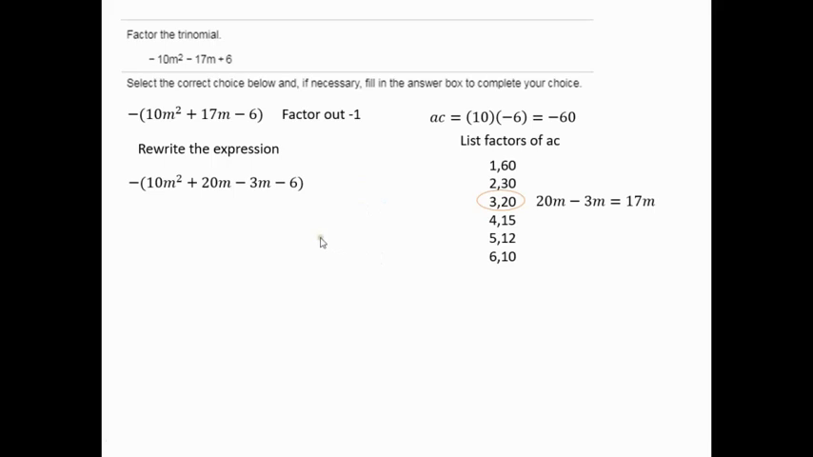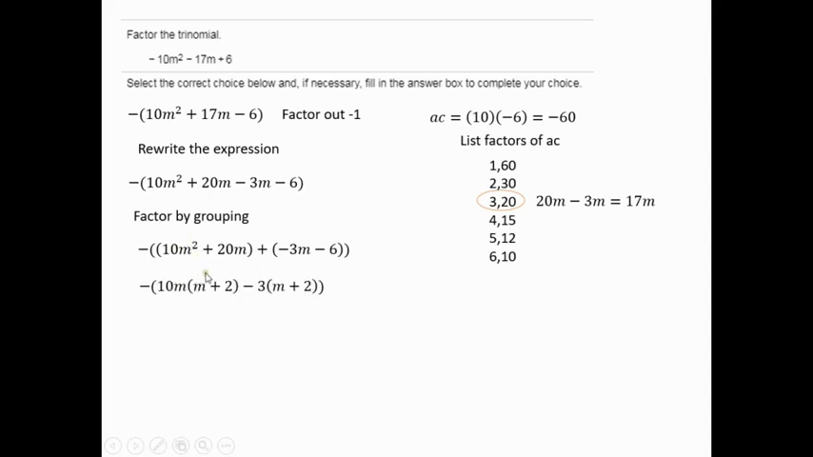Remember, I group it, right? Because I'm going to factor it by grouping. So I've got two groups here: 10m squared plus 20m, plus, separated by a plus sign, negative 3m minus 6. So I would take out the greatest common factor out of the first group, which is 10m. Then I would take out the greatest common factor of the second group, which is negative 3. Notice I've created a common term there. So now I take out the m plus 2, and I've just factored this trinomial.